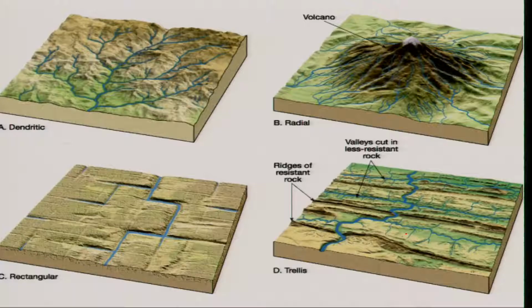So, these are examples of how the dendritic pattern looks. If you have radial, this is how it looks, and if you have trellised in folded sedimentary terrains where you have weaker and stronger rocks, then you will have this type of drainage system. And if you have fractured ones, then you have the rectangular drainage.